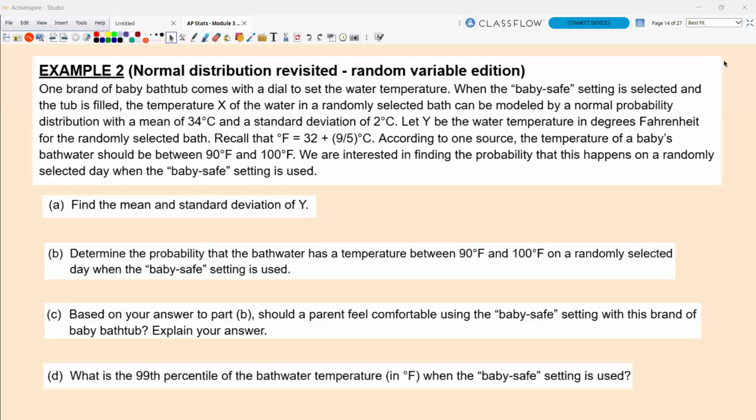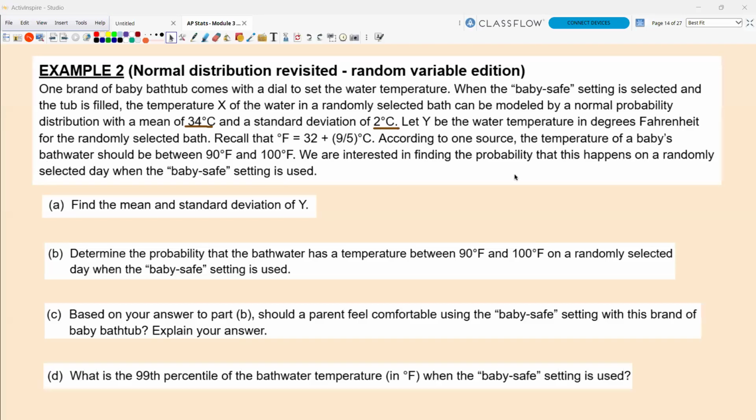All right, example 2, normal distribution revisited, random variable addition. One brand of baby bathtub comes with a dial to set the water temperature. When the baby safe setting is selected and the tub is filled, the temperature X of the water in a randomly selected bath can be modeled by a normal probability distribution with a mean of 34 degrees Celsius and a standard deviation of 2 degrees Celsius. Let's highlight that.